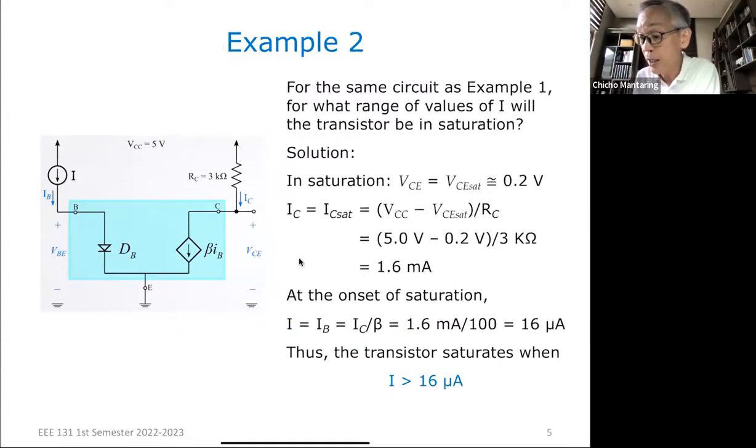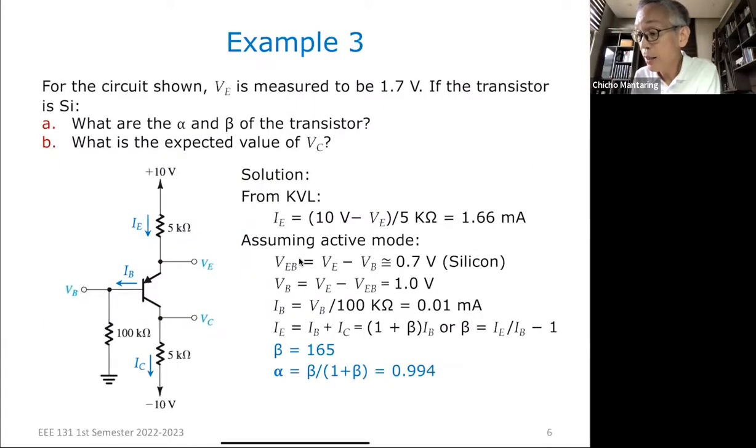So the second example is the same problem, just now asking you what range of currents will the transistor be in saturation. Okay. Now the next example, I put this in because I wanted to show you a sample problem where the transistor is a PNP transistor, because you had very little experience computing for voltages and currents in PNP transistor circuits in 1, 2, 3.